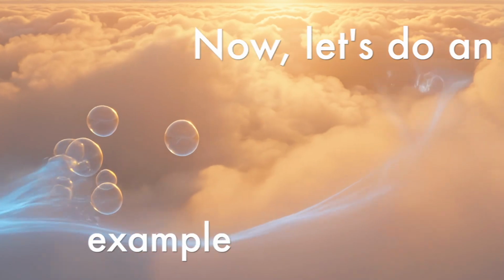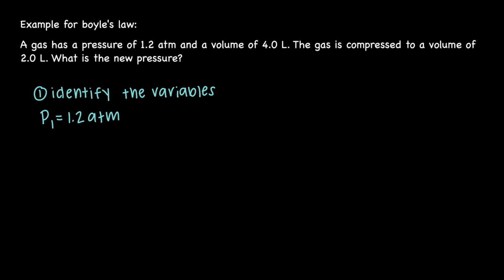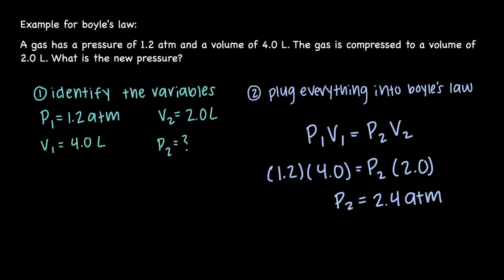Now let's do an example. A gas has a pressure of 1.2 atmospheres and a volume of 4.0 liters. The gas is compressed to a volume of 2.0 liters. What is the new pressure? First, identify the variables. P1 equals 1.2 atmospheres, V1 equals 4.0 liters, V2 equals 2.0 liters. We are solving for P2. Now plug everything into Boyle's law. 1.2 multiplied by 4.0 equals P2 multiplied by 2.0. Solving gives a final pressure of 2.4 atmospheres.